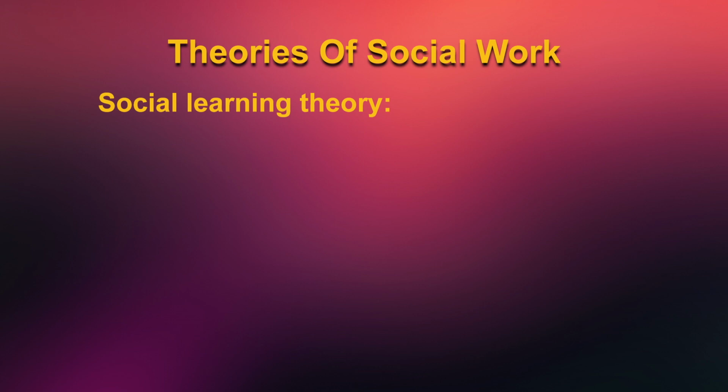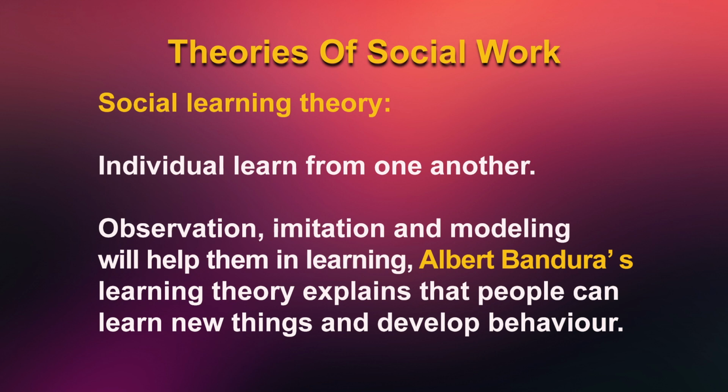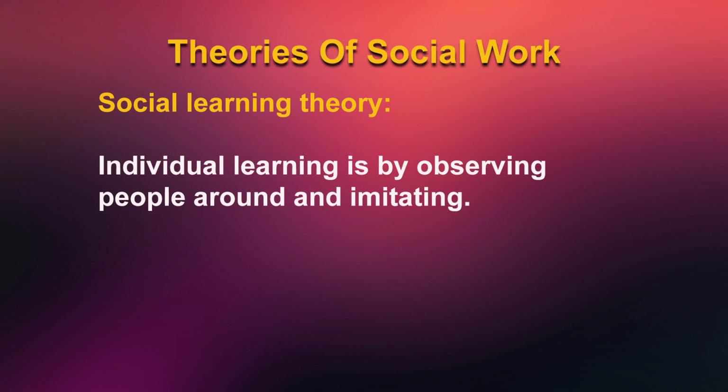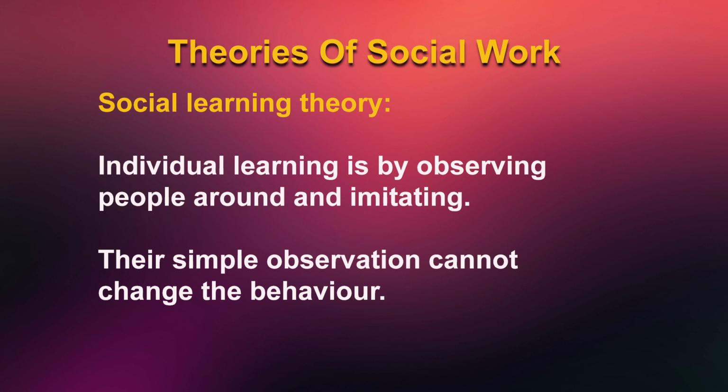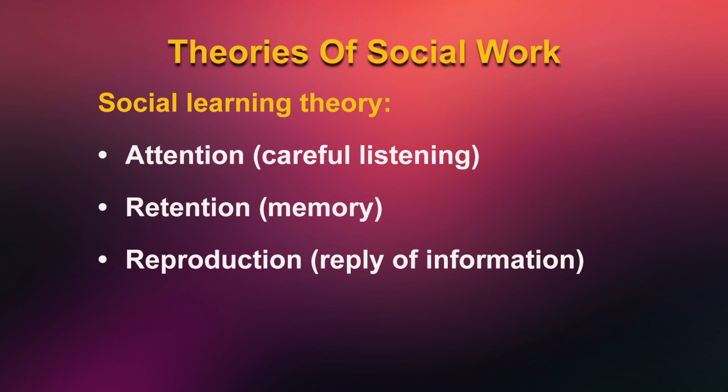etc. Social learning theory. Individuals learn from one another. Observation, imitation, and modeling will help them in learning. Albert Bandura's learning theory explains that people can learn new things and develop behavior. Individual learning is by observing people around and imitating. Simple observation cannot change the behavior. Attention, that is careful listening, is important. Retention, that is memory, reproduction, that is replay of information, and motivation, that is repetition, are the steps involved in learning.